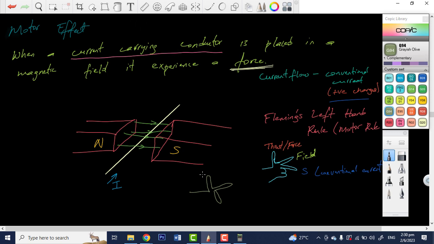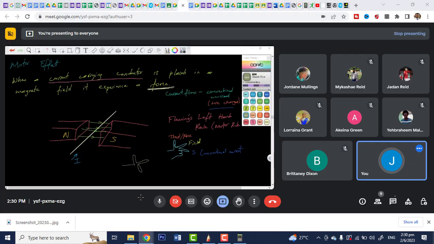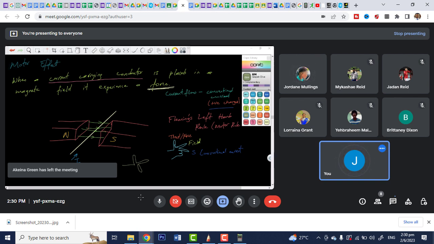Now what do you realize about your thumb? Where does your thumb point? Upward too? Where does your index finger point? From left to right? Yes, sir. Where does your middle finger point? In or out? In? And where does your thumb point? Upwards. You sure? You use the left hand. Left hand.